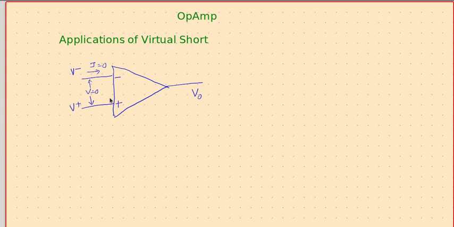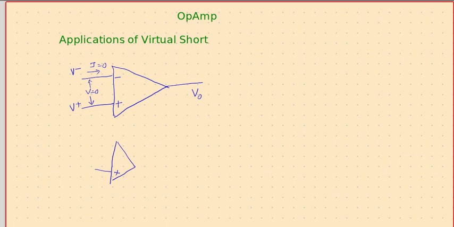How will this virtual short make our circuit an operational amplifier, that means an amplifier that can perform basic mathematical operations like addition, subtraction, multiplication, division, integration, differentiation, and so on? How can it be done? Let's begin with a simple amplifier circuit. It is called an inverting amplifier.